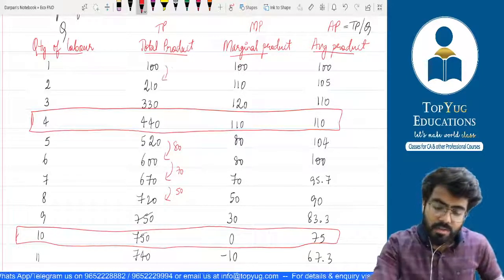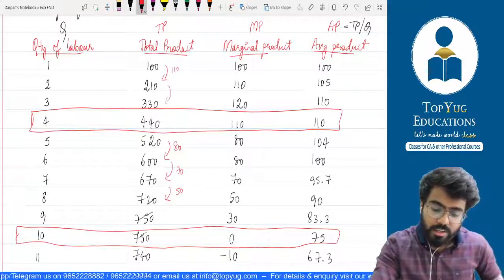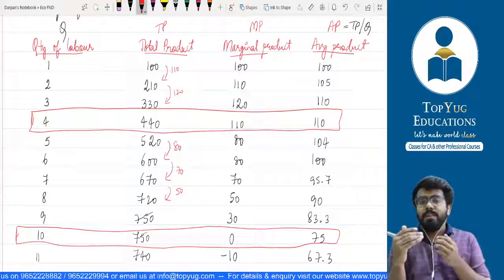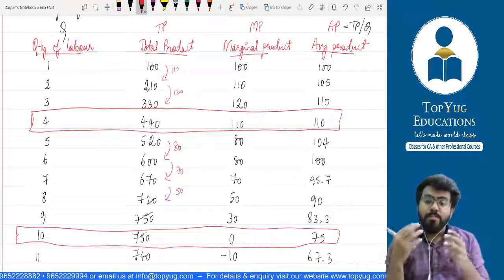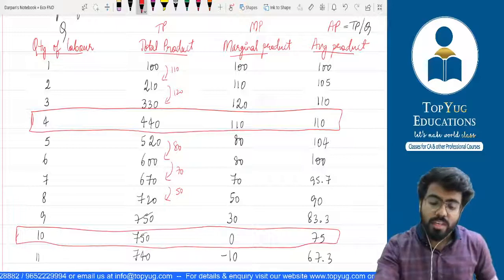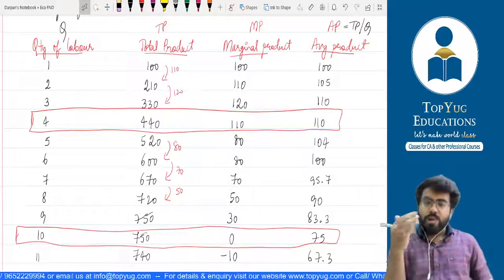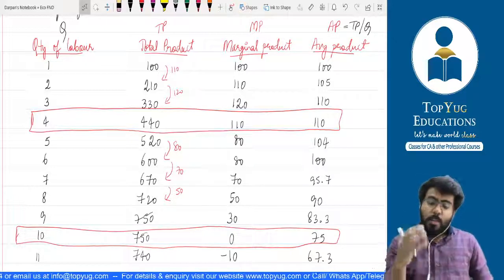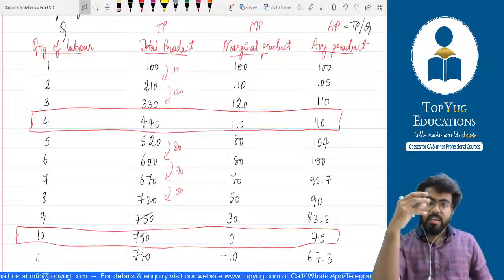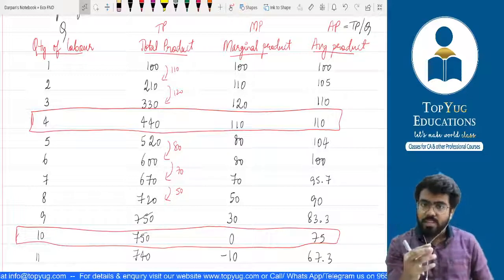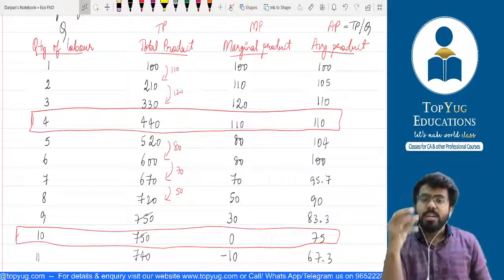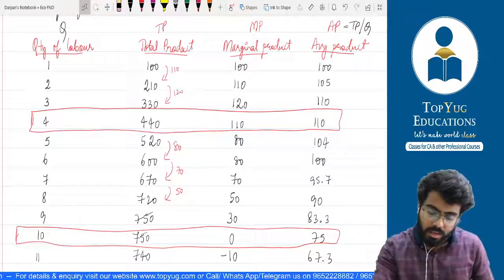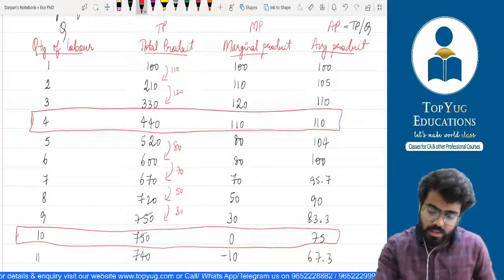Look above, it increased with how much? 110. Then it increased with how much? 120. So it increased at an increasing rate first, right? When the MP was also increasing, it increased at an increasing rate. But then see, after the fourth unit, it's still increasing, but at a decreasing rate. 80 increase, then 70 increase, then 50 increase, right? So it is increasing but at a decreasing rate. The rate of increase keeps on decreasing. Correct? Then how much? 30.